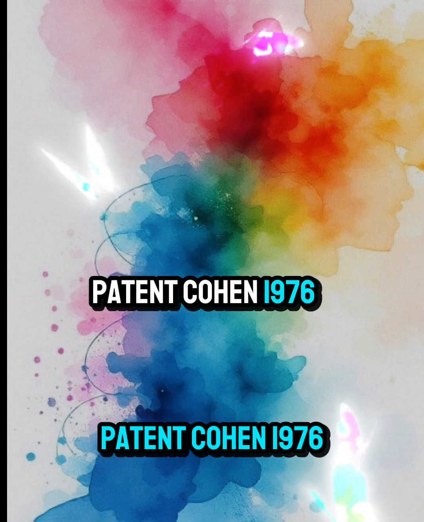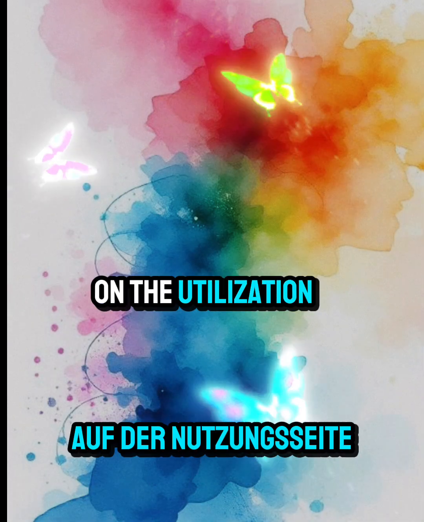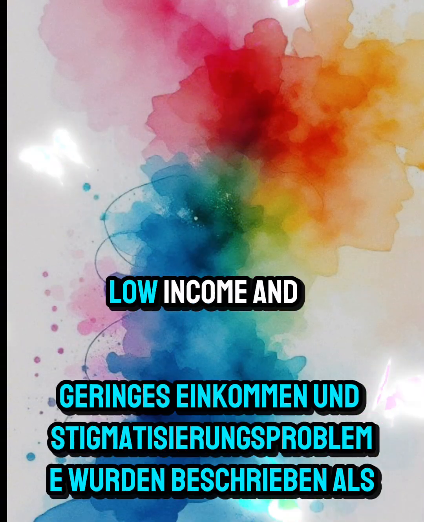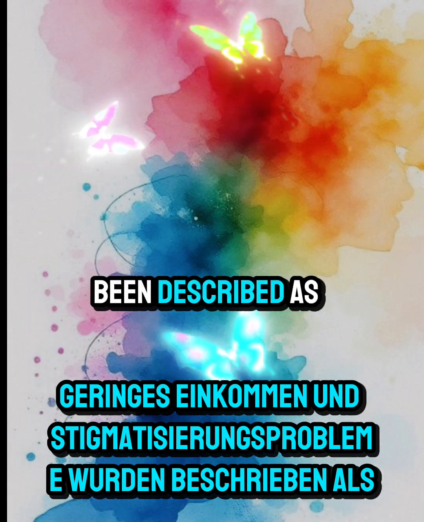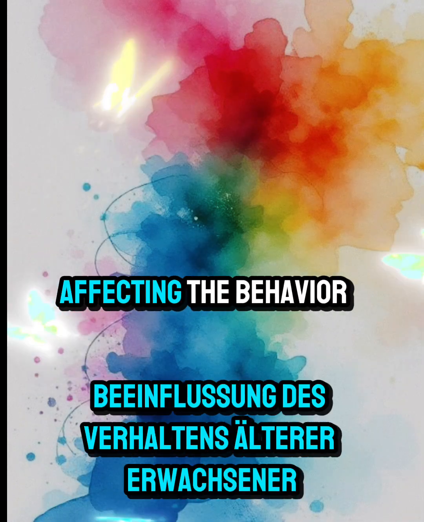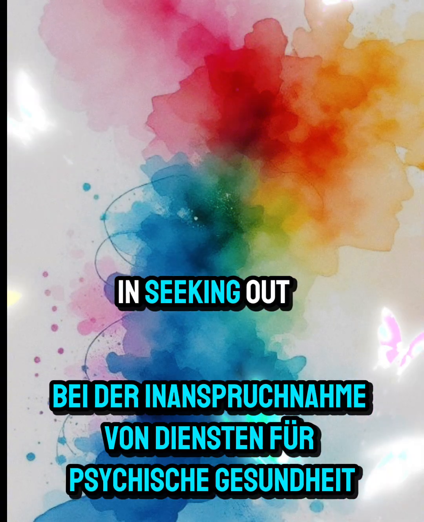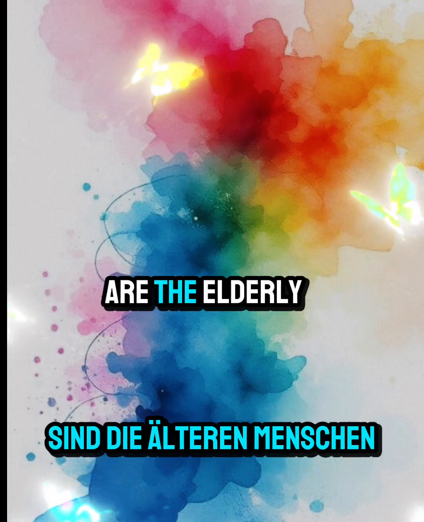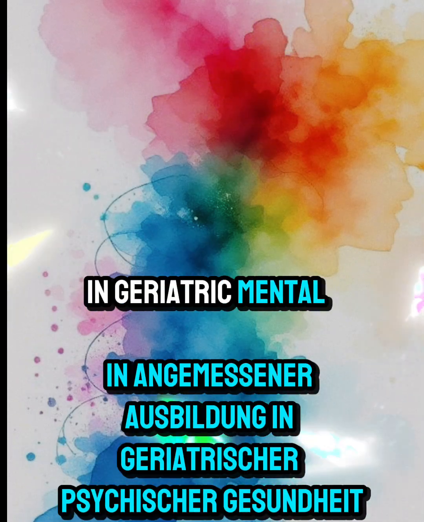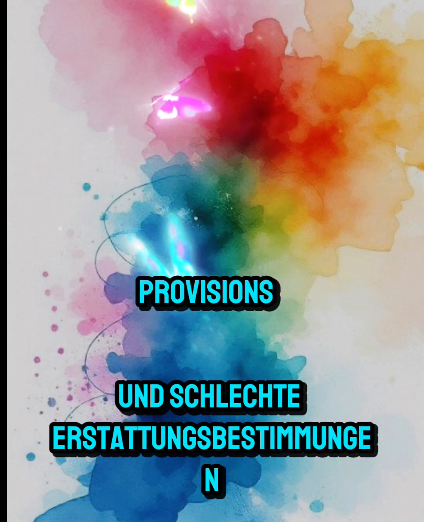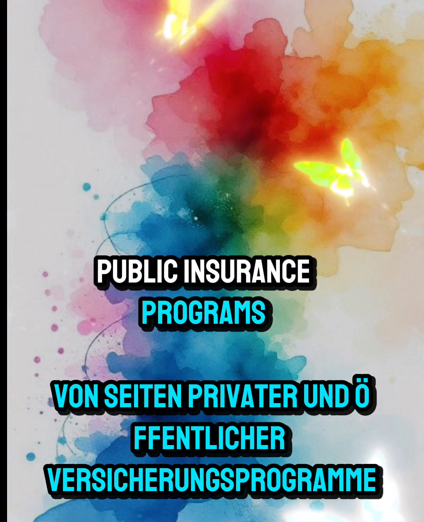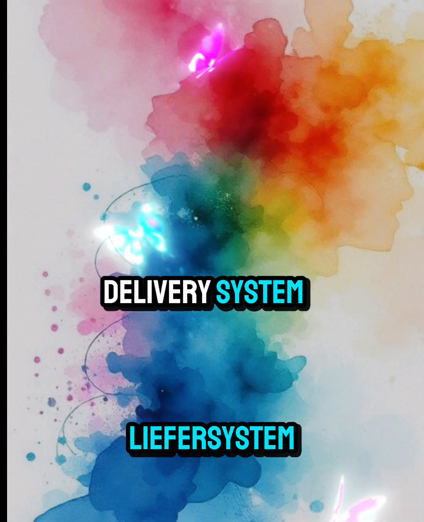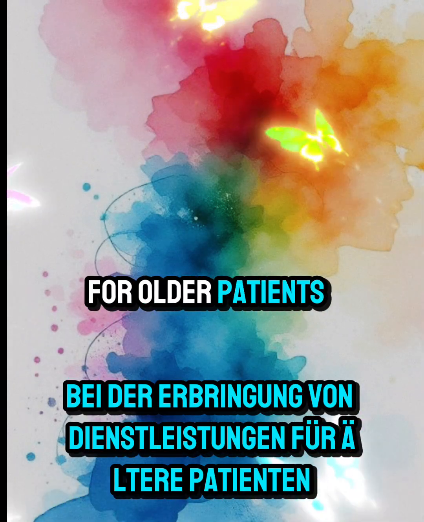(Cohen, 1976). On the utilization end, difficulties in physical mobility, poor transportation, fear of crime, low income, and stigma issues have been described as among the factors affecting the behavior of older adults in seeking out mental health services. On the delivery end, negative stereotypes of the elderly, inadequate training in geriatric mental health, and poor reimbursement provisions on the part of private and public insurance programs have been portrayed as factors affecting the behavior of the mental health care delivery system in providing services for older patients.